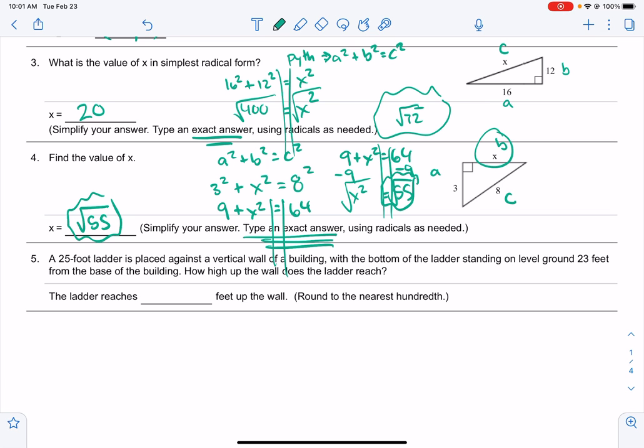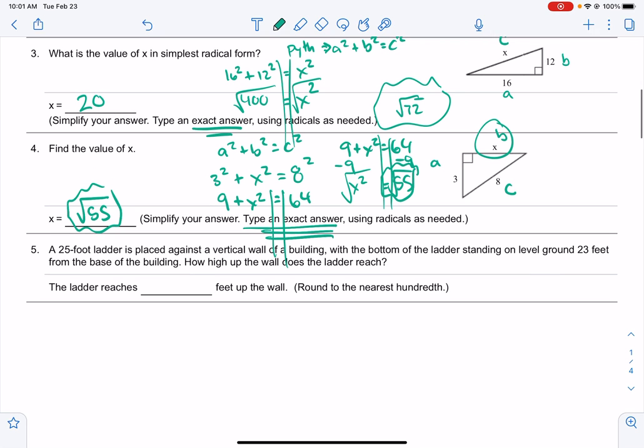Leave it as a radical. That's not always going to be the case. Some of the problems are going to want you to round. You just have to pay attention to what it's asking you, how it wants you to put the answer in.